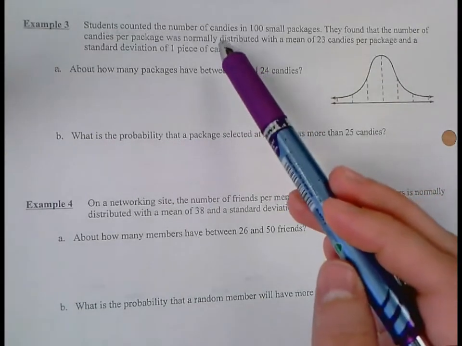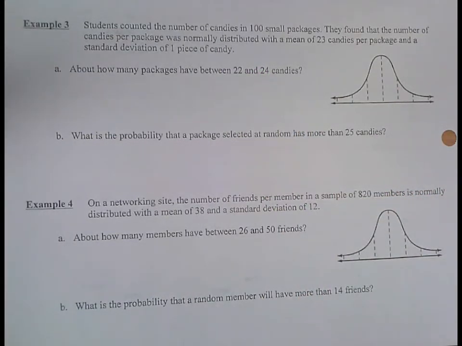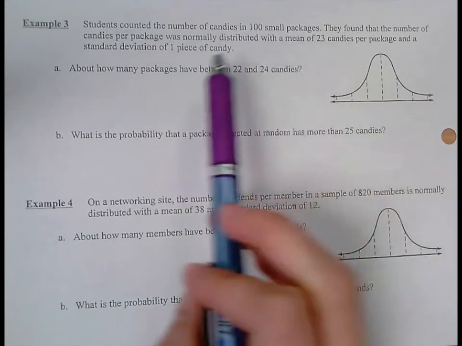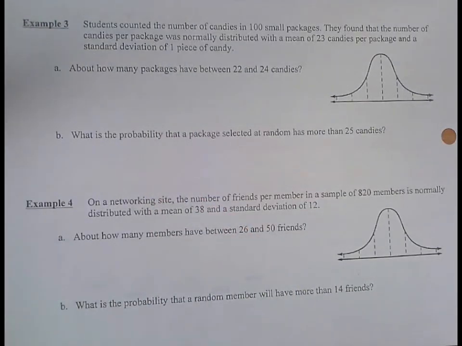So for example 3, it says students counted the number of candies in 100 small packages. I need your attention back up here, please. They found that the number of candies per package was normally distributed with a mean of 23 candies per package and a standard deviation of 1 piece of candy. So it says about how many packages have between 22 and 24 candies.